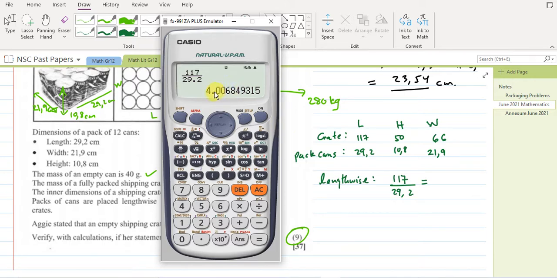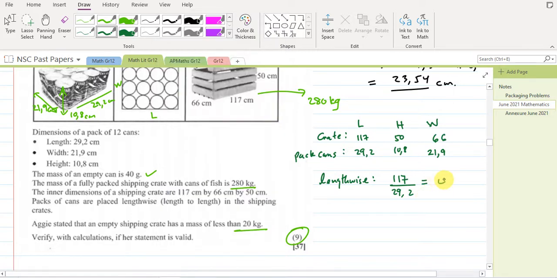So you just have to round down. You can't have 4.9 and 4.8, so you just always round down. So we're just going to say 4. So 4 of them will fit along this length.